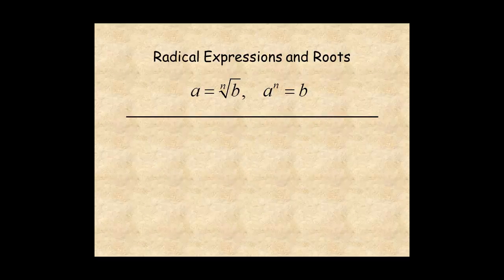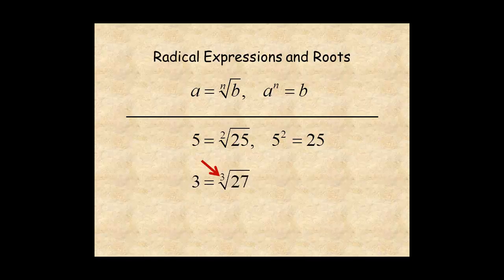So we can say 5 is the second root of 25 because 2 factors of 5 are equal to 25. And 3 is the third root of 27 because 3 factors of 3 are equal to 27. And 2 is the fourth root of 16 because 4 factors of 2 are equal to 16.